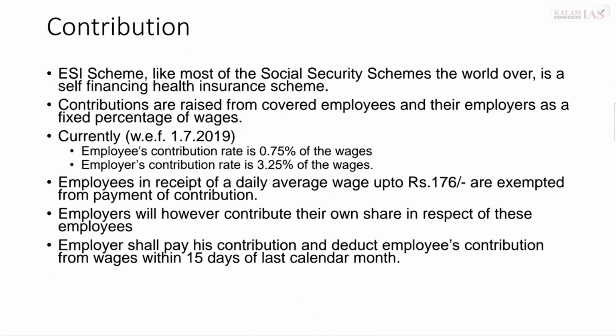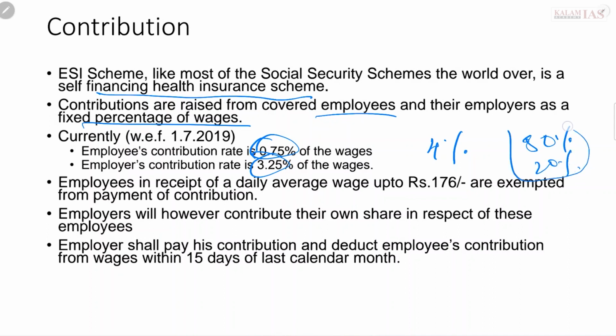Now let us discuss the contributions. The ESI scheme, like most of the social security schemes the world over, is a self-financing health insurance scheme, in that it raises its own funds. Contributions are raised from covered employees and their employers as a fixed percentage of wages. Employees' contribution is 0.75% of the wages and the employer's contribution is 3.25% of the wages. Okay, a total of 4%, where almost 80% of the fund is borne by the employer and 20% is borne by the employee.